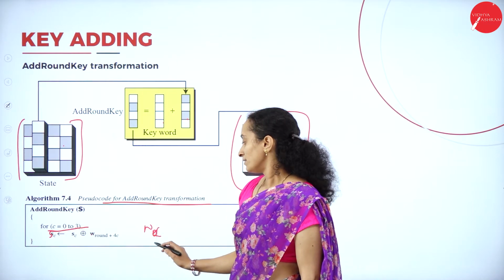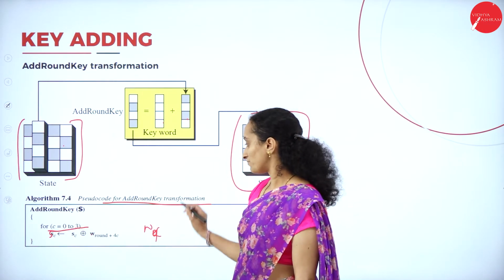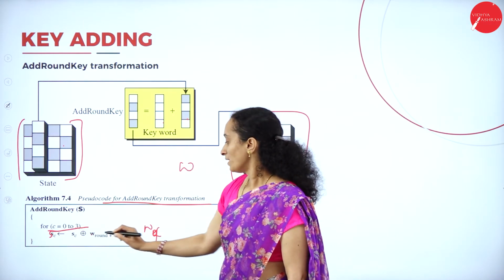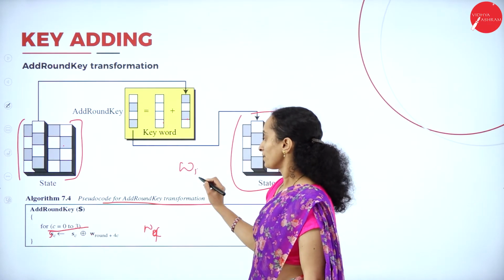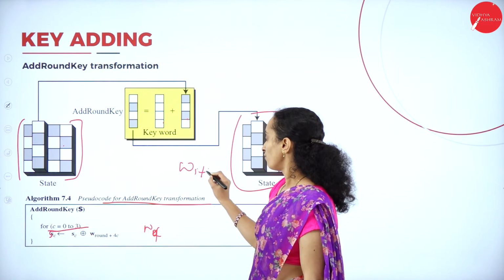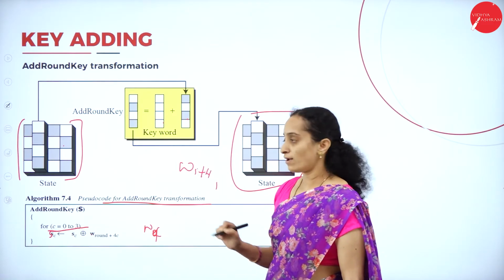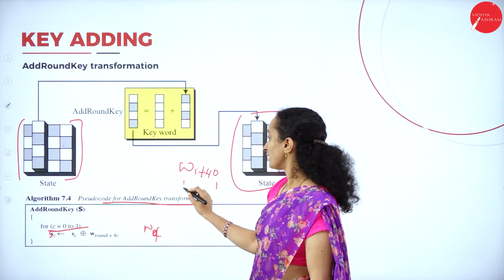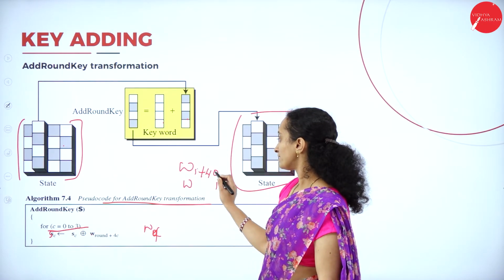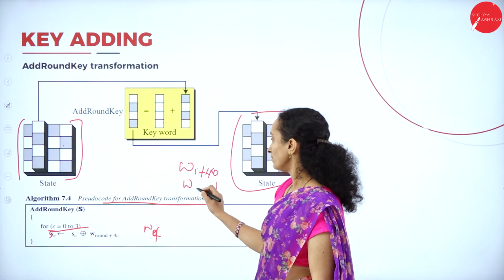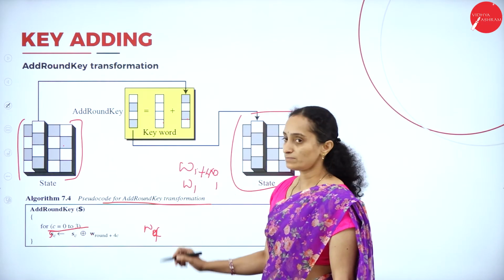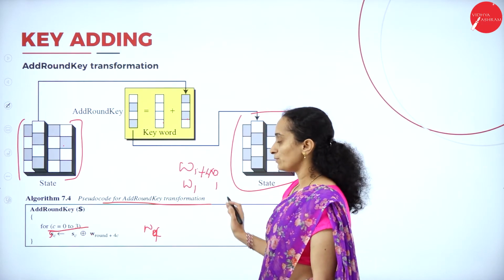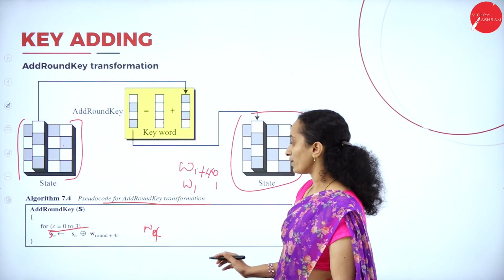Now suppose we consider the round. If it is the first round, 1 plus 4 into the column value. If the column is 0, you will get 1 plus 4 into 0, which is 1. W1 is added to the 0th column, then W2, W3, W4 like this.